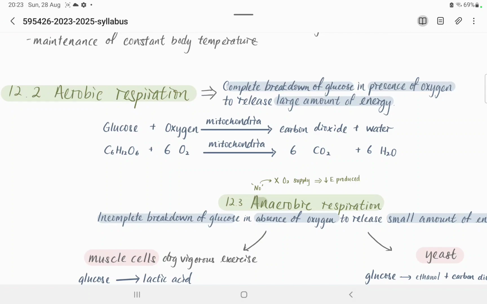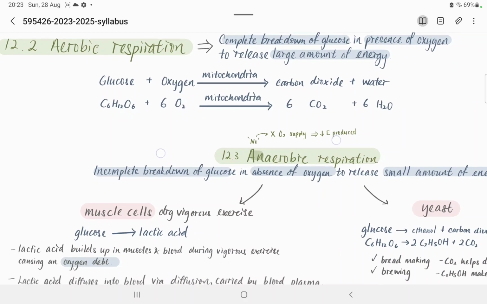each equation. So this one, glucose and oxygen, and this reaction is in the mitochondria, so you have to write mitochondria to form carbon dioxide and water. Okay, for chemical equation, glucose is C6H12O6. This one you need to know. And then after that, O2, CO2, H2O, this one is common. After that, you need to know how to balance the equation. So just add 6 to all the other 3. And then that's it. Remember to write the mitochondria, and then you get 3 marks.